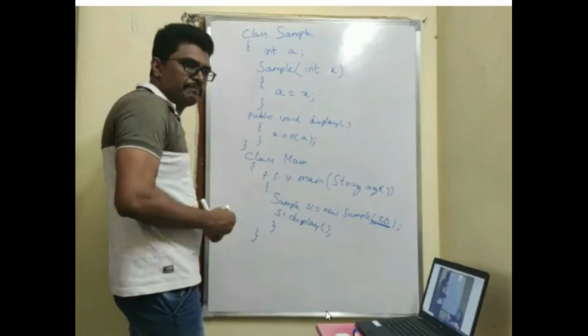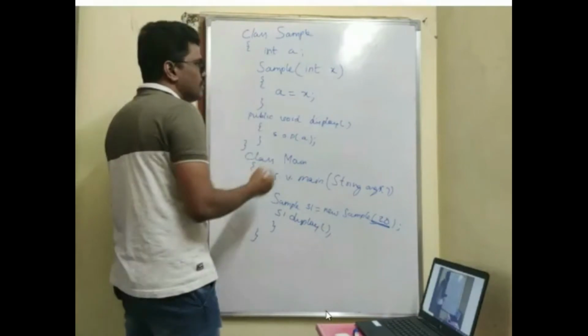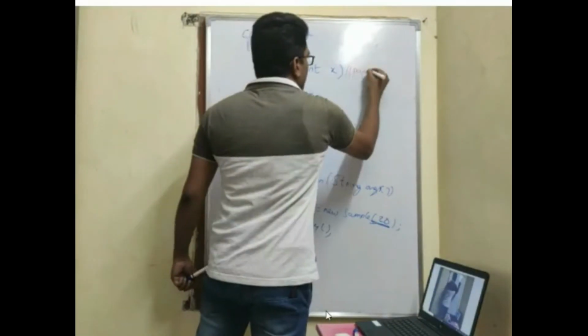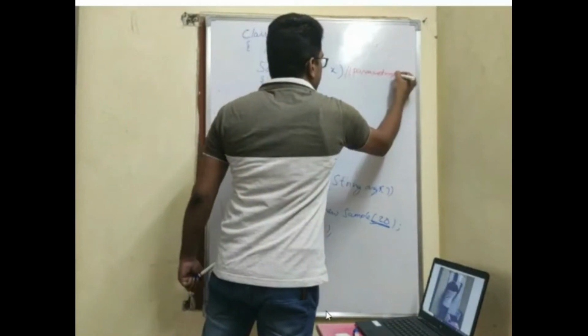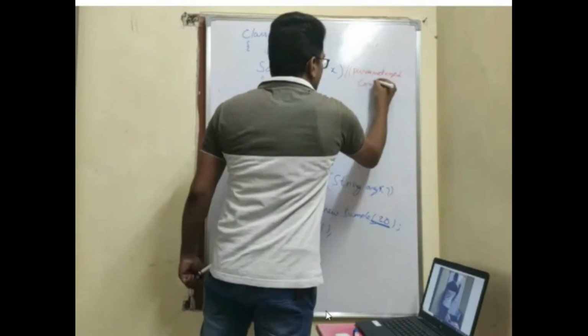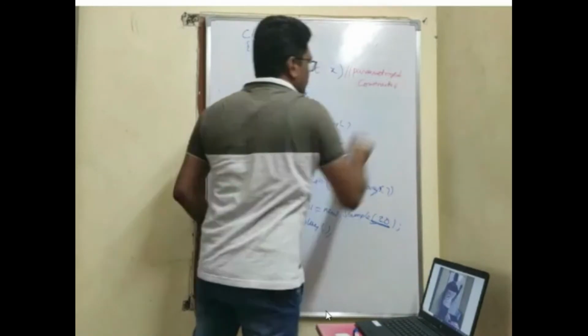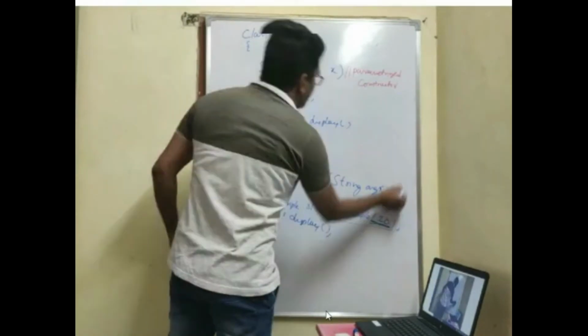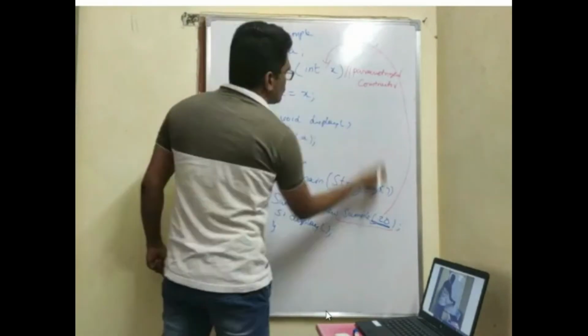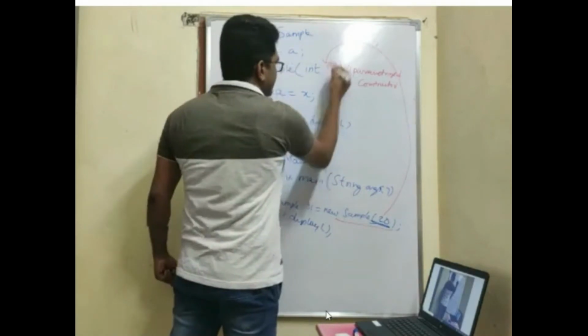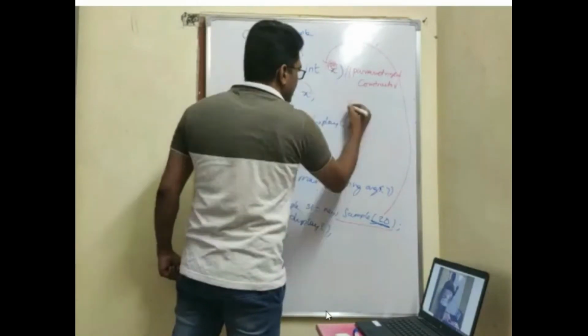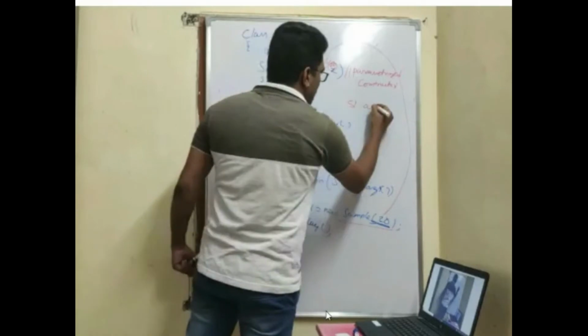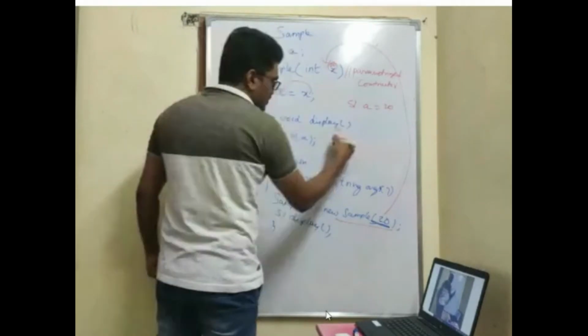The same process applies when the constructor is invoked. So this is my parameterized constructor. Whenever I create the object, control goes to the constructor, so this 20 will be copied into x. The same value will be copied here. For the object s1, s1.a is equal to 20, and this I am going to display.